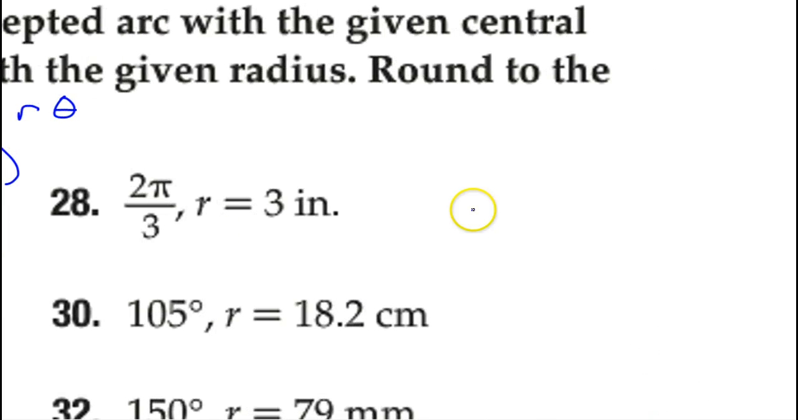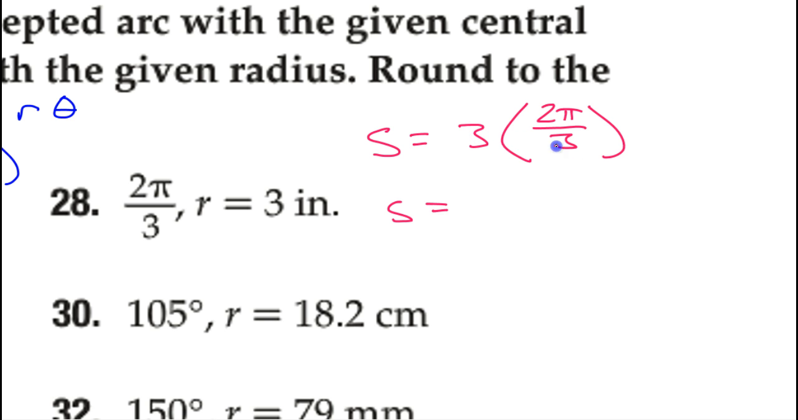Alright, looking at number 28, and it's just going to be the same thing. So the arc length is going to equal the radius times the angle. So that'll be 3 times 2 pi over 3. Okay, by the way, I can tell right now that these 3's would cancel out, and I'd get 2 pi.